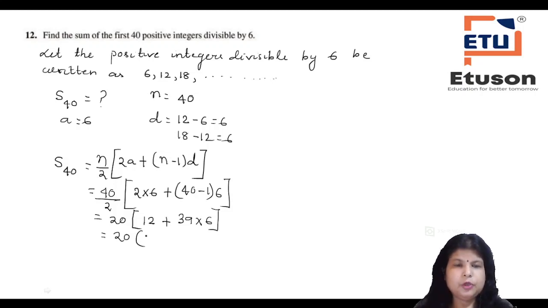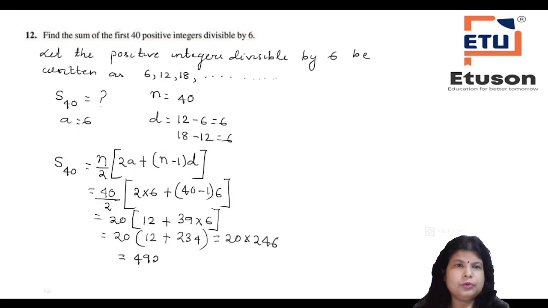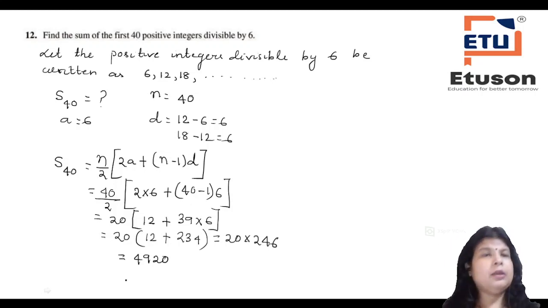So you have 20 plus 12 plus 234. Right? You have 234. So that is 20 into 246. That is equal to 4920. Correct? Now let us go to the next question.